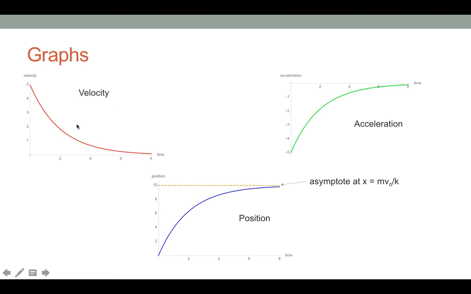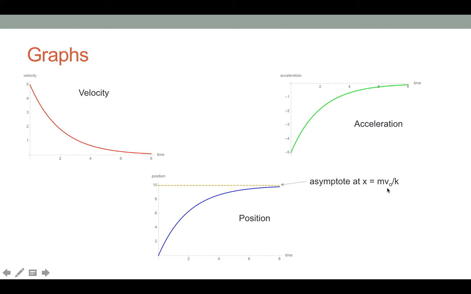Now we can take a look at graphs showing the velocity, acceleration, and position. So right here we have the velocity exponentially decaying over time. And here we have the acceleration starting at its initial value and exponentially decaying to 0 over time. And this is the position, which starts at the origin and asymptotically approaches its limit, which is m times v0 divided by k.